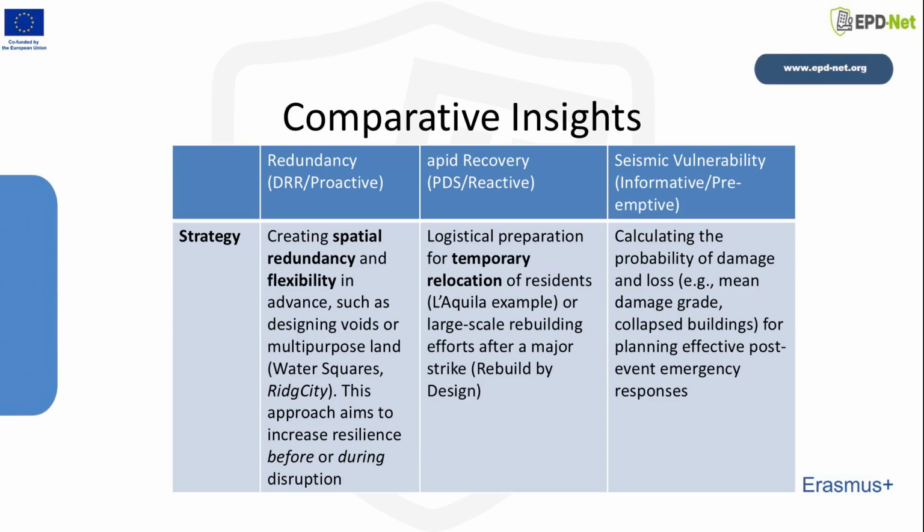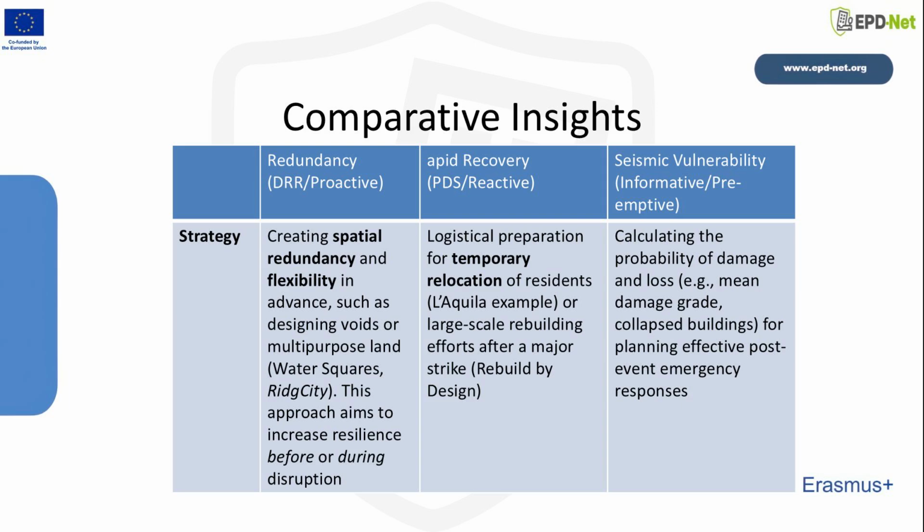A comprehensive strategy for managing disaster risk effectively must integrate pre-event assessment, proactive design, and robust logistical preparation across the entire timeline of disruption and recovery. This approach starts with rigorous risk assessment, emphasizing calculating the probability of damage and loss, such as estimating the mean damage grade, μD, or number of collapsed buildings, to acquire the necessary knowledge for planning effective post-event emergency responses.